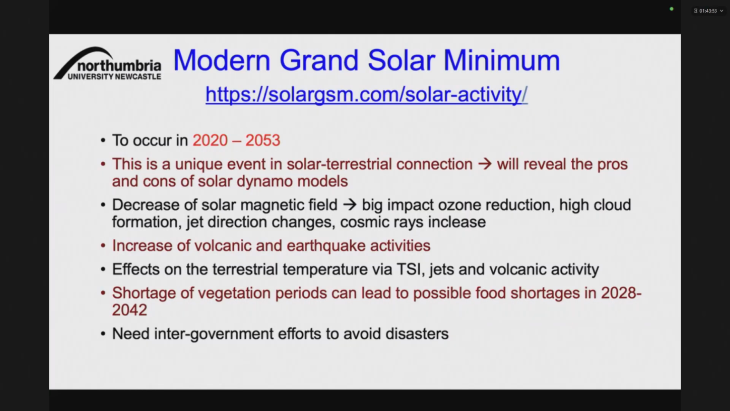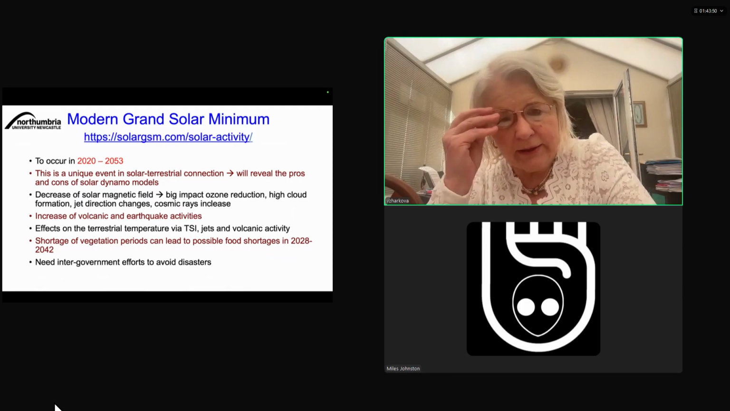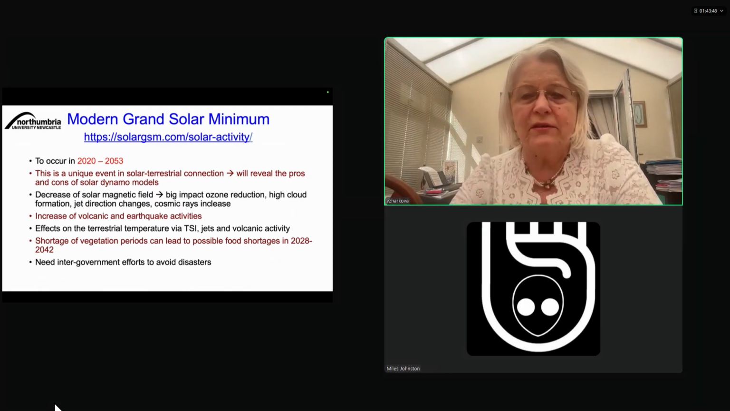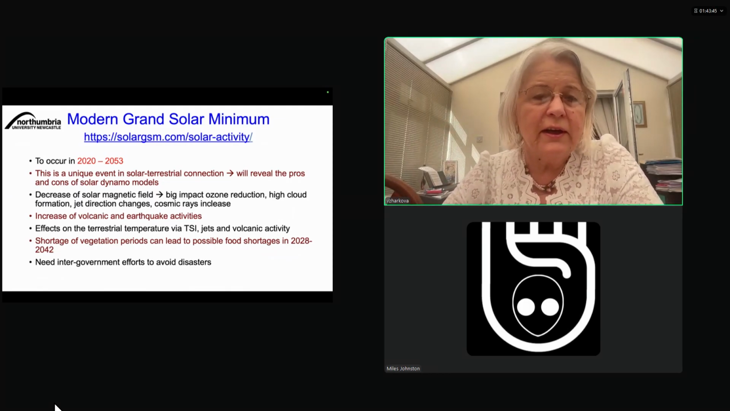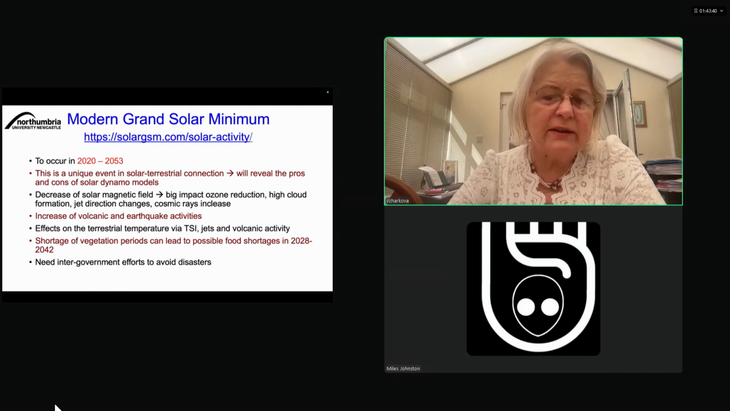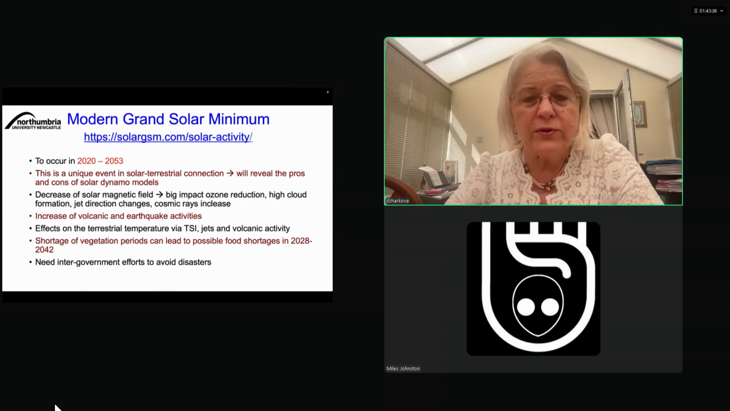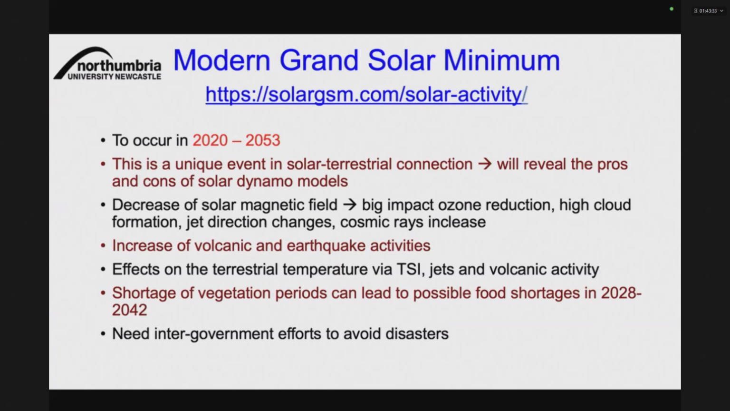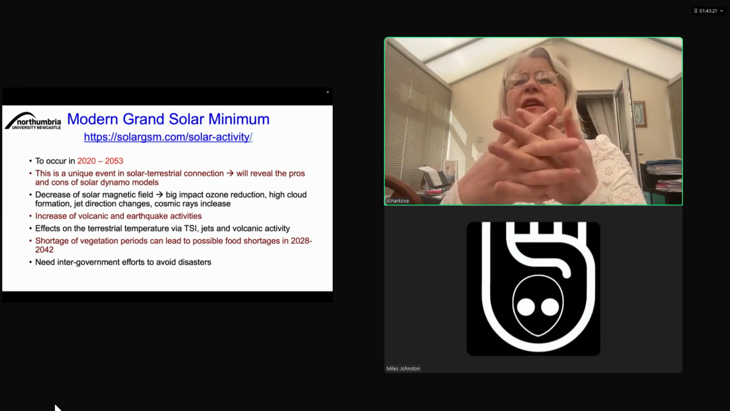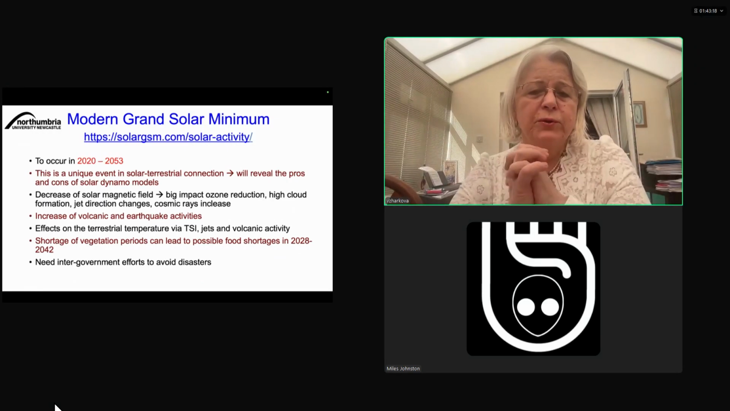But what is also important is that at that time we have jet stream direction changes, a lot of change in the Earth. There will be an increase of volcanic and earthquake activities. We published a paper that volcanic activity will be at its maximum in cycle 26. So this will also reduce the temperature. The effect on terrestrial temperature will be produced by the reduction in TSI, variation of jets and volcanic activity. What it leads to is the reduction of the vegetation period for all the food we grow.